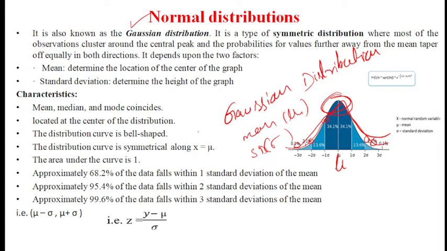What are the characteristics of this normal distribution? Mean, median and mode coincide. They are located at the center of the distribution. The distribution curve is a bell-shaped curve.